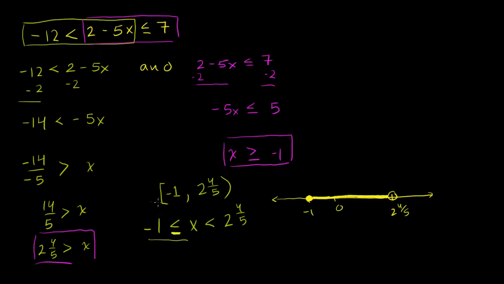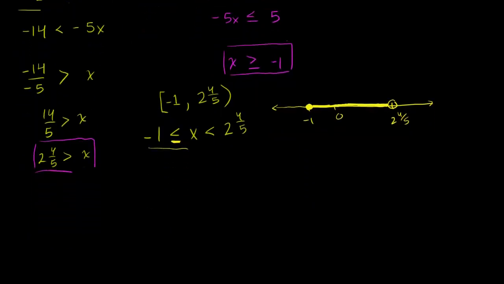So the last two problems I did are kind of and problems. You had to meet both of these constraints. Now let's do an or problem. So let's say I have these inequalities. Let's say that 4x minus 1 needs to be greater than or equal to 7, or 9x over 2 needs to be less than 3.